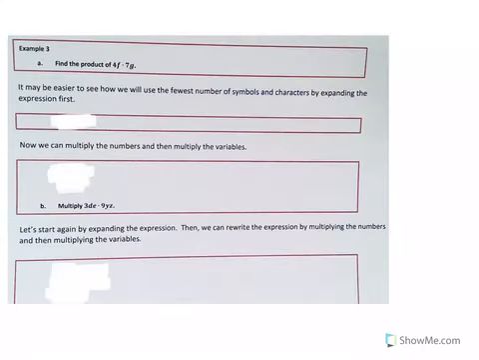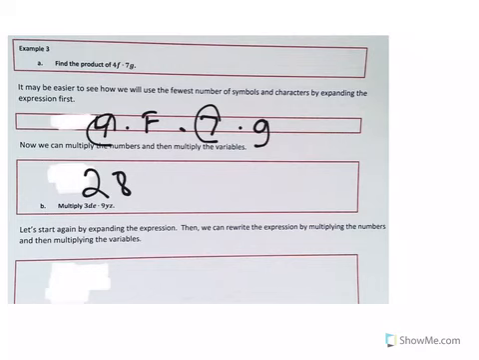Okay, let's do some more examples. Example 3 says, find the product of 4f times 7g. It may be easier to see how we will use the fewest number of symbols and characters by expanding it first. So we're going to break this apart. When we break it apart, we have 4 times f times 7 times g. Now we can multiply the numbers, 4 and 7, which gives us 28, and then multiply the variables, which would be f, g. So that would be the simplest way of writing that.